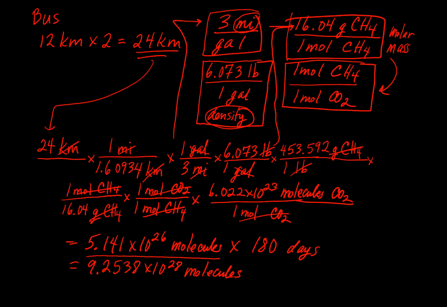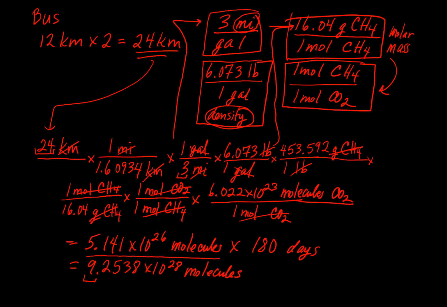So before we move on to the next calculation, I want to make a note of the number of significant figures you're dealing with here. So you have 24 kilometers being one of the numbers that's given. That has 2 significant figures. 3 miles per gallon. That has 1 significant figure. And that's the number with the least significant figures. So your answer is also limited to 1 significant figure.